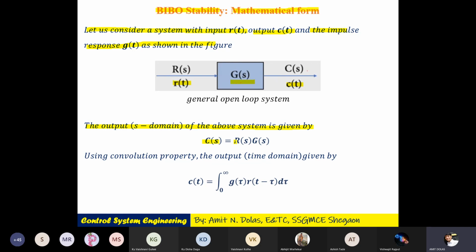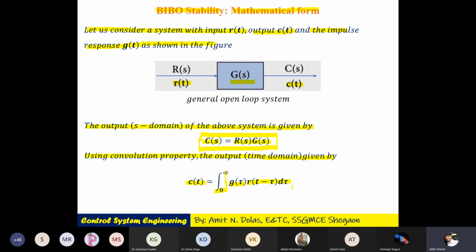But if we work in the time domain using the convolution property, the output in time domain is given by the convolution: C of t is the integral from 0 to infinity of G of tau into R of t minus tau d tau. Now we'll apply the conditions one by one to understand what is absolutely stable, conditionally stable, and marginally stable.